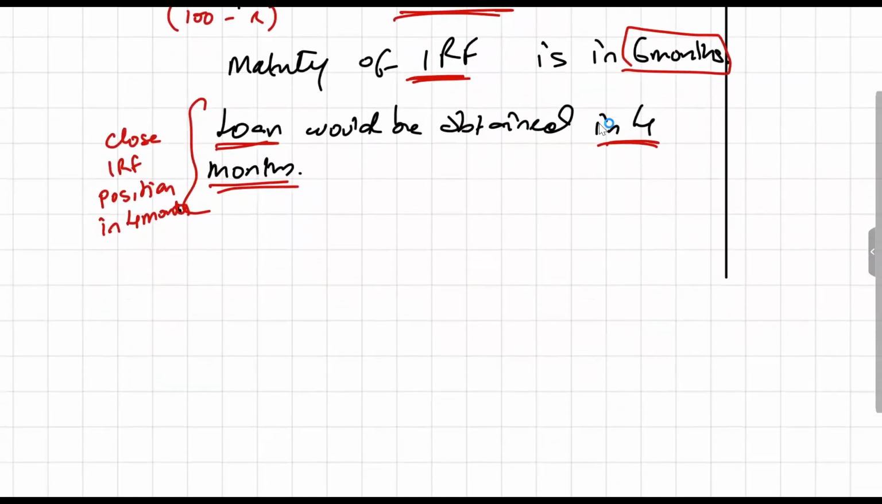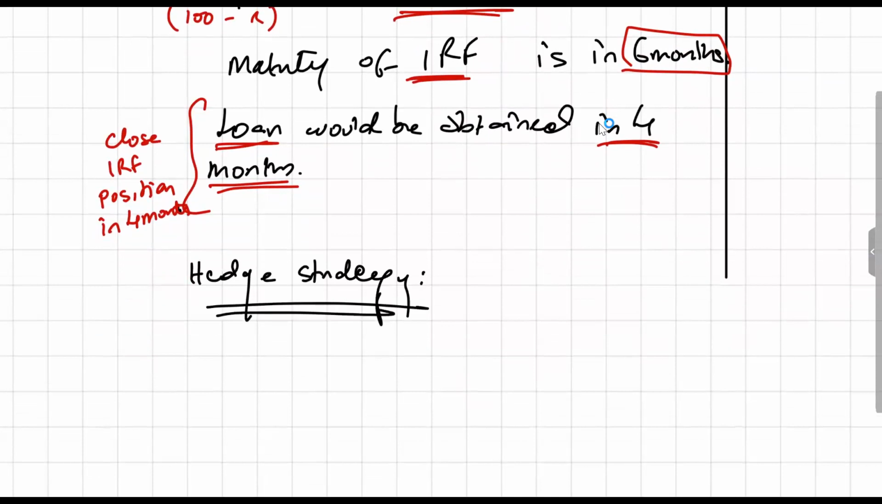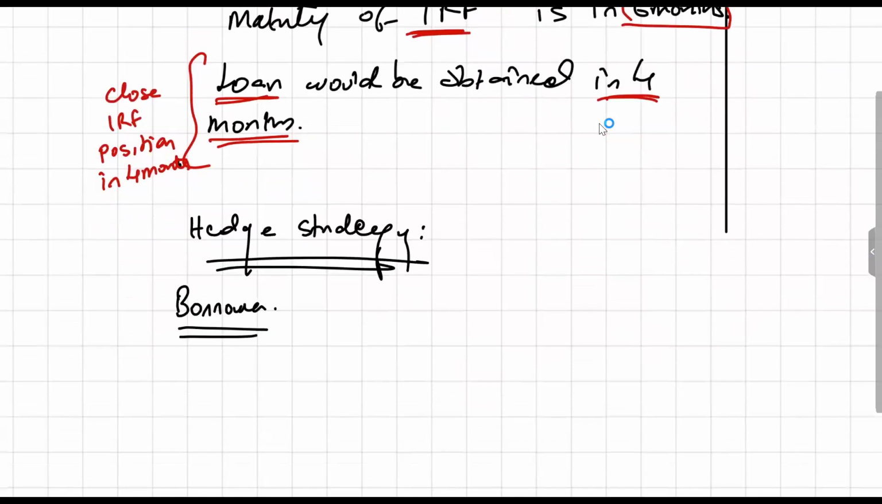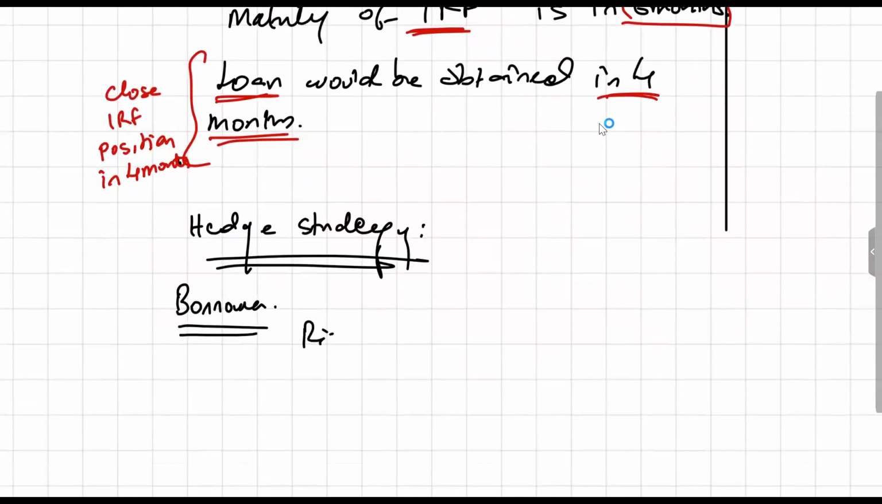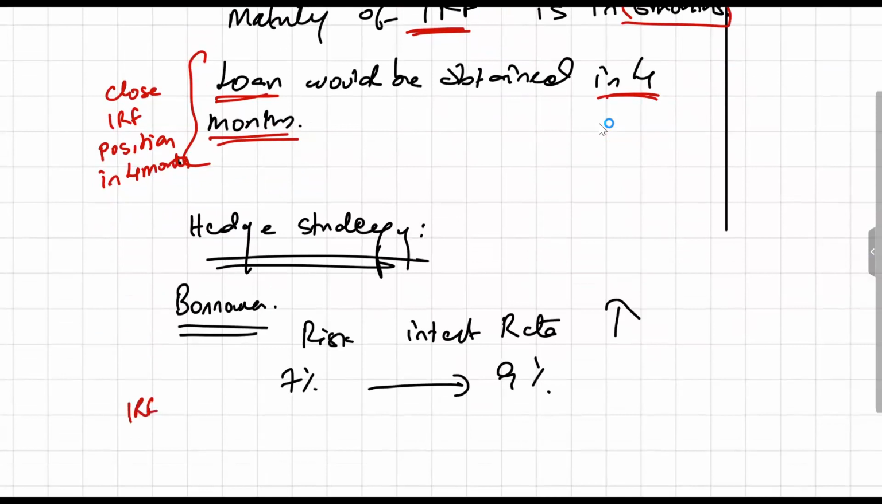First of all, try to understand what your hedge strategy is. Whenever you are a borrower, you have a risk that the interest rate would go up. Let's say it's 7% right now, you have a risk it will become 9%. So if the IRF price is 100 minus R, it is 93 right now and it will become 91, right? That's what you have.